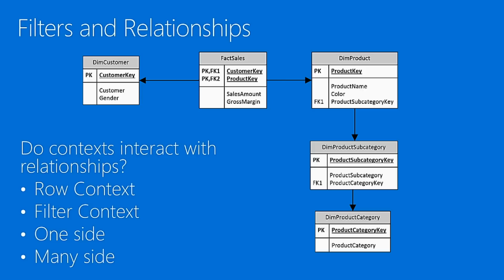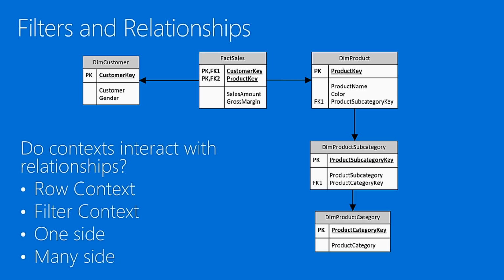What about the row context? Imagine that I start iterating the Sales table. If I iterate the Sales table, what I expect to see in the product, in the customer, and in all the related tables? Will I have a current row also there because I'm iterating, or is the current row limited to only the table on which I have an open row context?